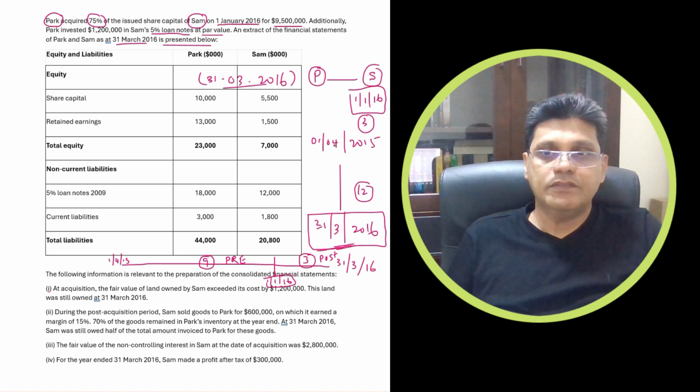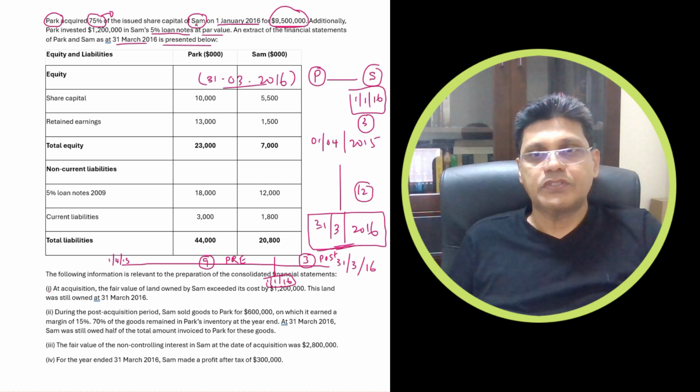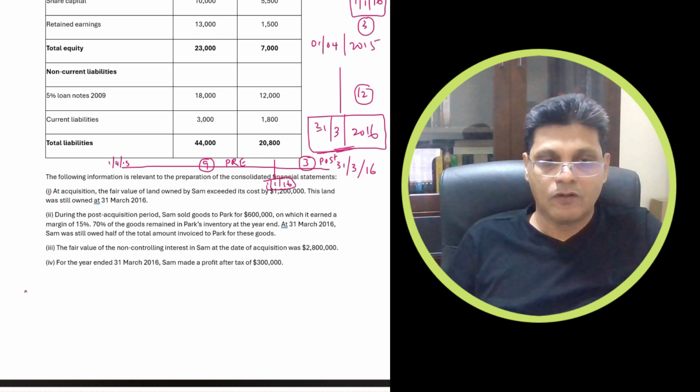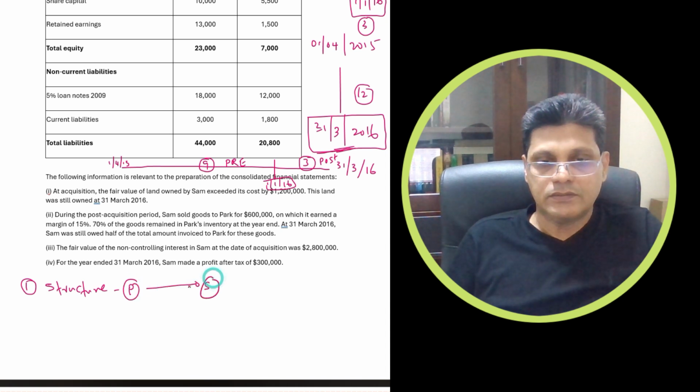Now, at the time of acquisition, you are given the fair value of the consideration, 9.5 million, and the acquisition percentage is 75%. So therefore, the group structure is very clear. Usually, there are 5 steps that you need to follow in order to prepare the consolidated financial position. First one is to identify the group structure. P has acquired S 75%.